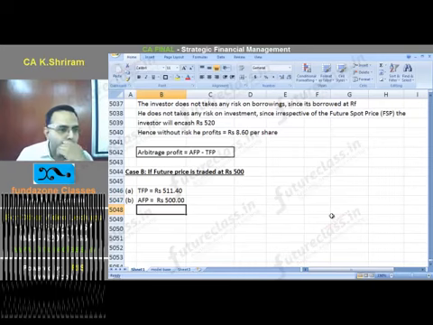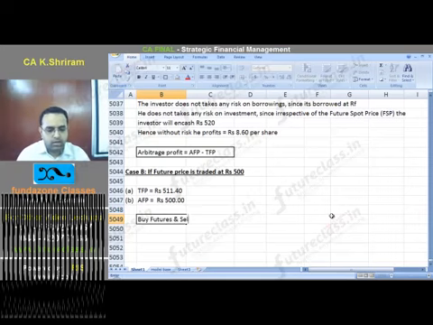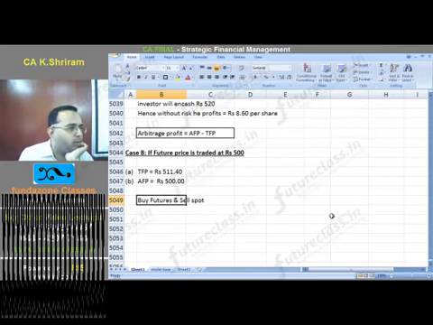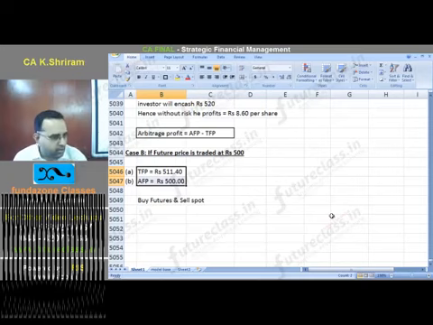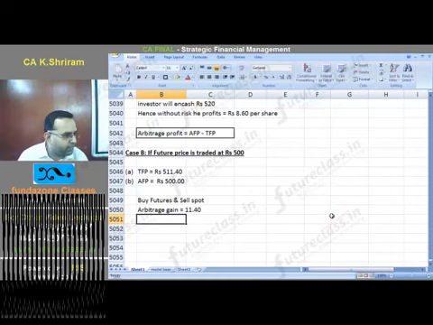So what is your conclusion? Futures are underpriced or overpriced? Underpriced. When something is underpriced, what is the next step? Buy futures. What is the next step? Sell spot. Buy futures and sell spot. Correct? Since there is a pricing inefficiency, an arbitrage gain opens up. And what will be the arbitrage gain? Equal to AFP minus TFP. Correct? 11.4. That's going to be the profit. The difference between these two is the arbitrage gain.